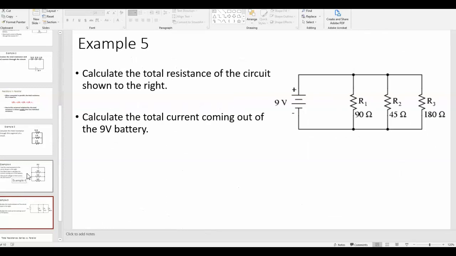Okay, and very last example. This is example 5. Calculate the total resistance of the circuit shown to the right, and then calculate the total current coming out of the 9-volt battery. I want you to pause it here and try to answer example 5 on your own. Just to help you out, I will write down the equation for total resistance for a parallel circuit. That's 1 over R1 plus 1 over R2 plus 1 over R3, etc. You should be able to use that equation to find the total resistance, and then use that to find the total current coming out of the battery. So pause it there and try to do example 5 on your own.